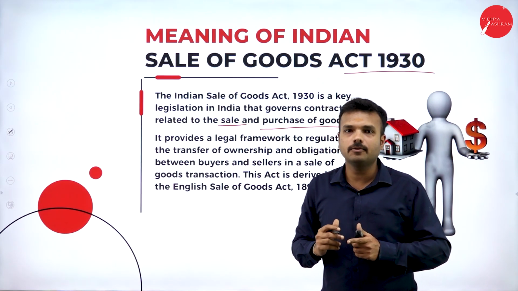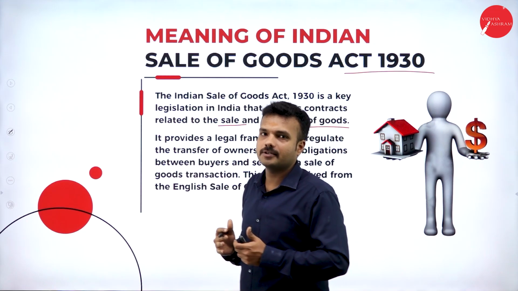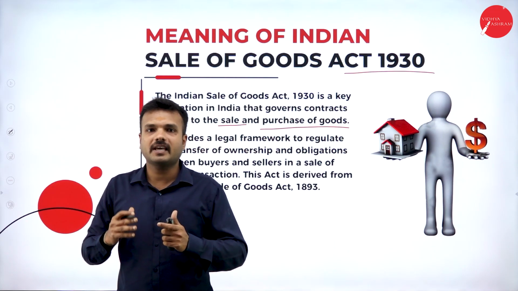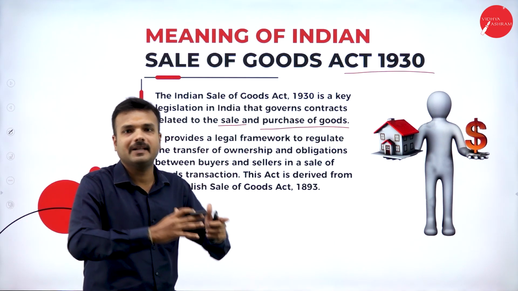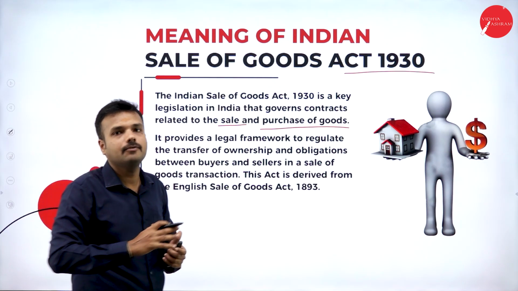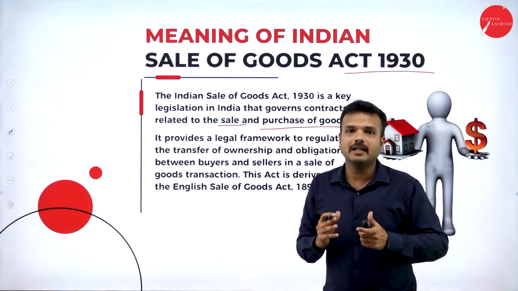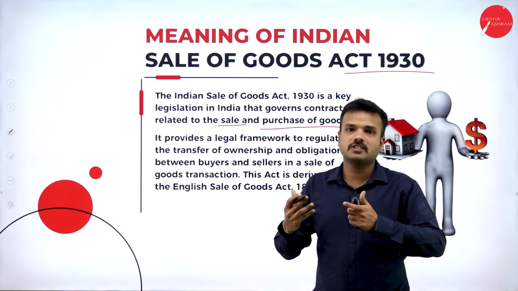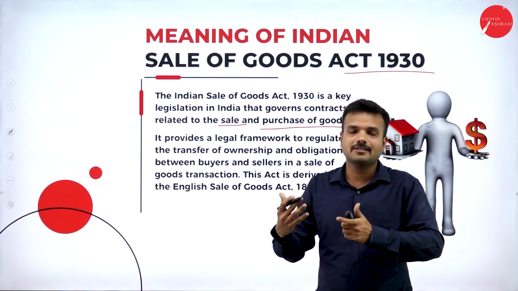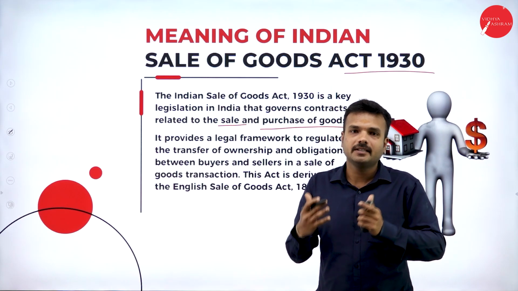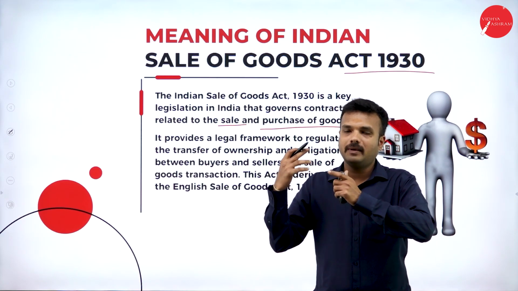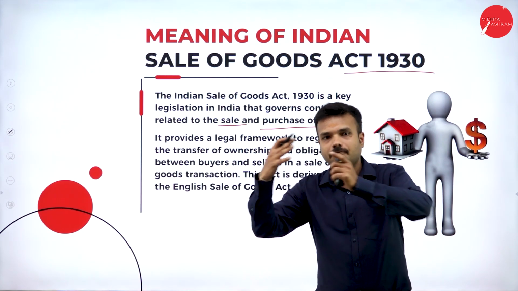One is movable goods, the second is immovable goods. Movable goods are goods which can be moved from one place to another, but immovable goods cannot be moved. The best examples of movable goods are furniture and fixtures, plant and machinery, and any kind of automobiles. These are movable goods which can be placed from one place to another.